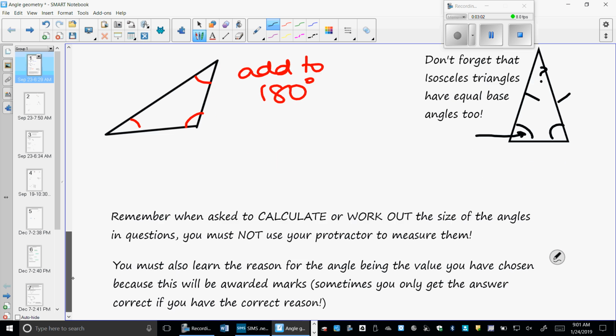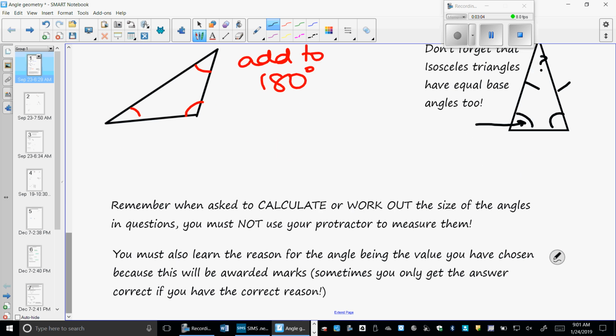Right? Now, as I said here at the bottom, remember when asked to calculate or work out, so the question will start off with calculate or work out, it means that you need to use these angle reasons to find the missing angle. You do not measure them. And most of the time, the question will say next to it, not drawn to scale. It should always say it, but it doesn't always. But it means that you need to use these geometrical reasons to establish the missing angle.